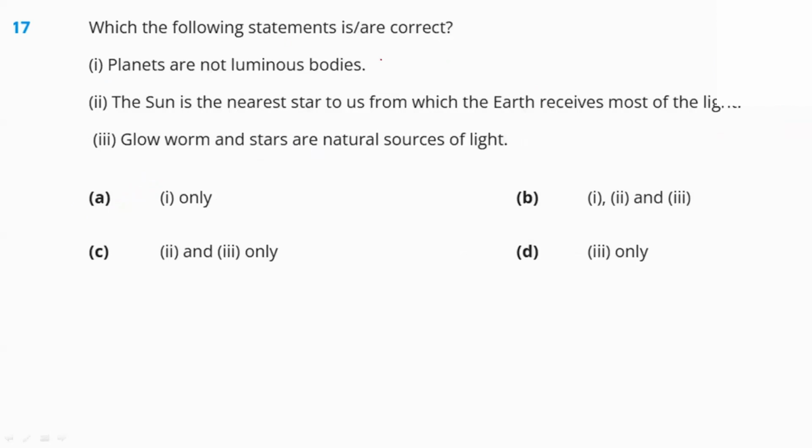Planets are non-luminous bodies. This is true. The sun is the nearest star to us from which the earth receives most of the light. This is true. The glowworm and stars are natural sources of light. This is also true. So option number B, 1, 2 and 3, all are correct statements, is the right answer.